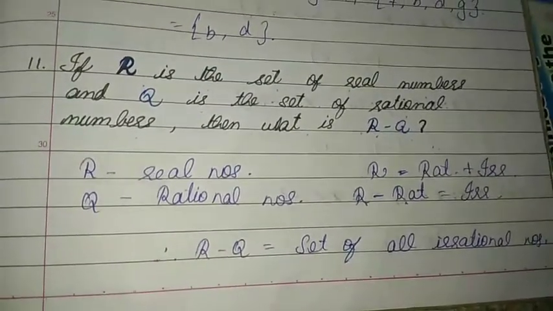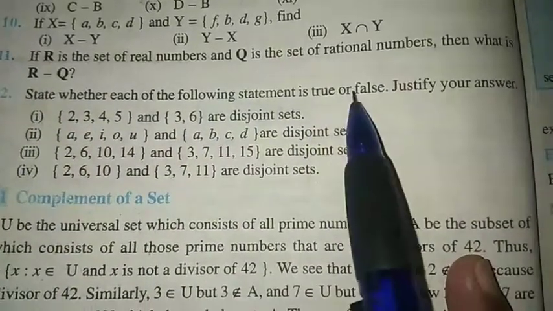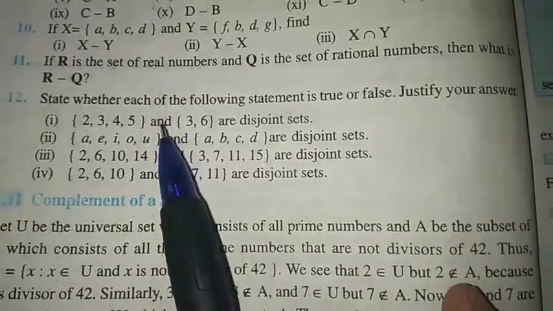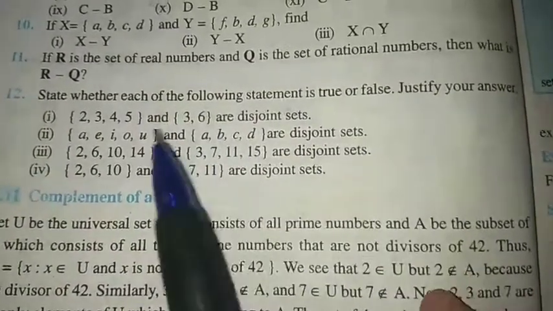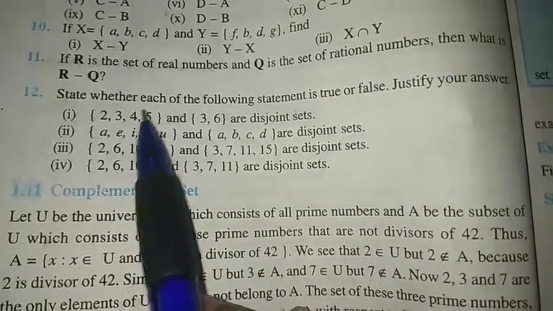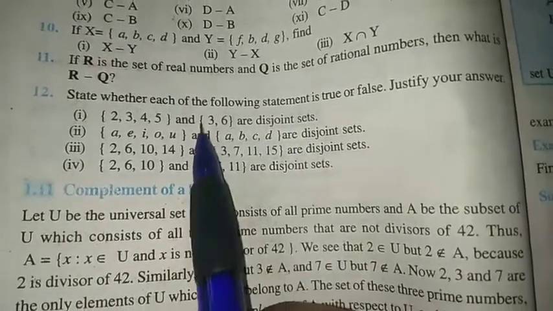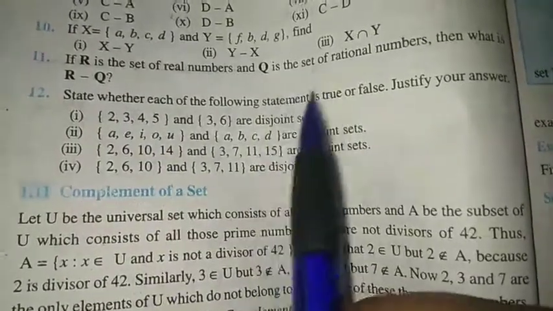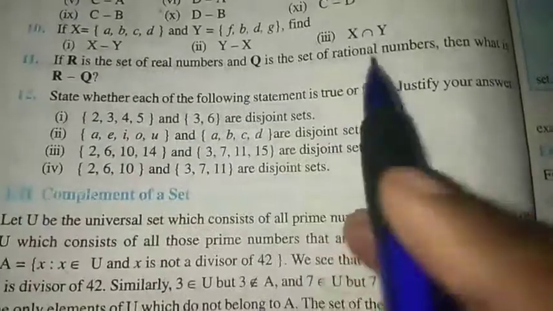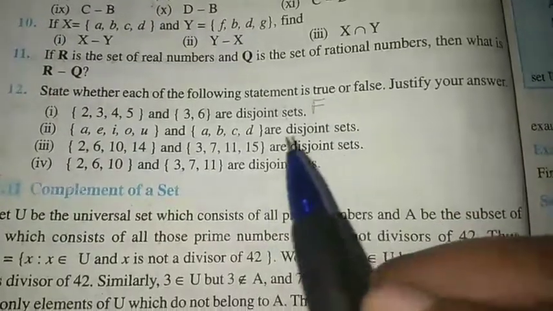Question 12. State whether each of the following statement is true or false. Justify your answer. So now this is just a true or false. So first subdivision, {2, 3, 4, 5} and {3, 6} are disjoint sets. Is this disjoint set? No. Why? Because they have common element which is 3. So they are joint sets. So therefore this statement is false.